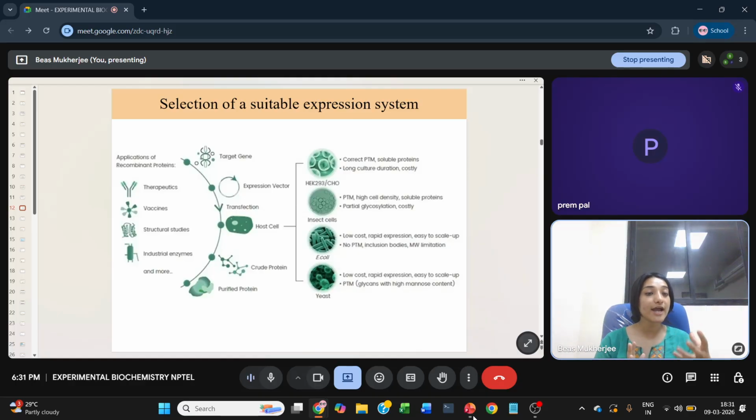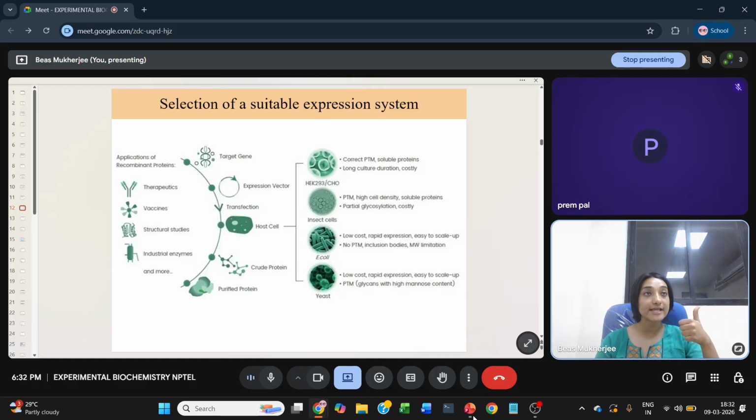Now, what kind of a host do you need? You have taken the vector, you have put your gene of interest into the vector. Now, you want to insert the vector into an organism so that there it multiplies and produces your protein of interest. How are you going to decide what organism you want as your expression system, right? That depends upon the type of protein that you need to produce.